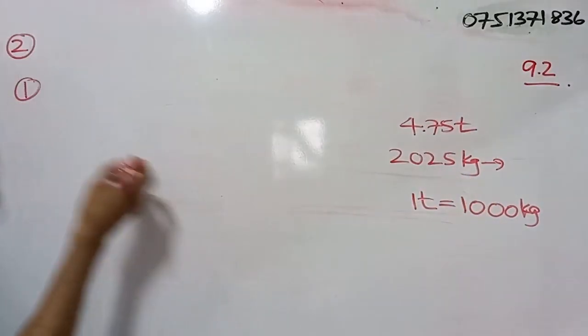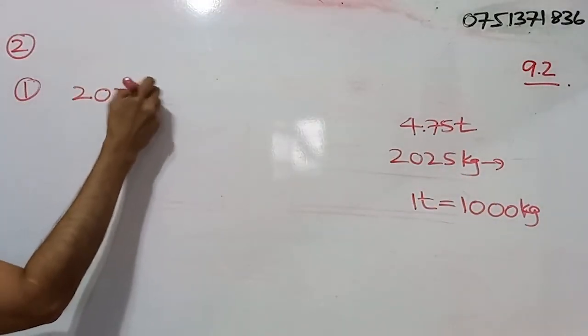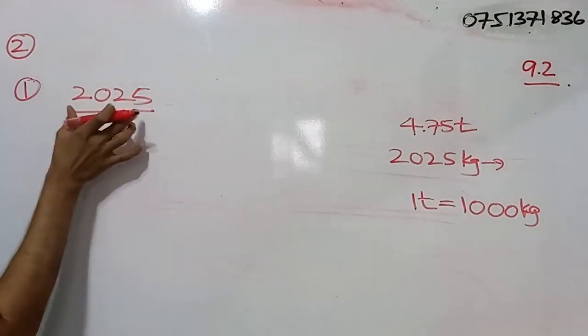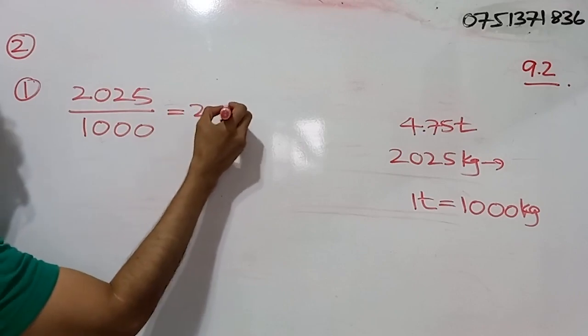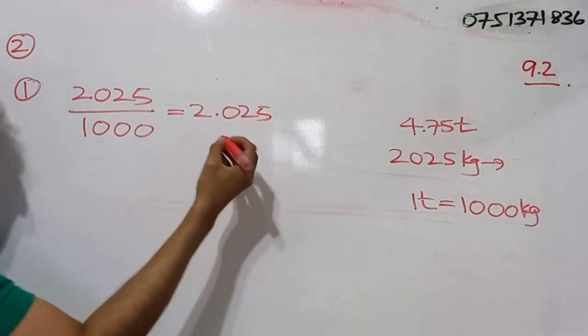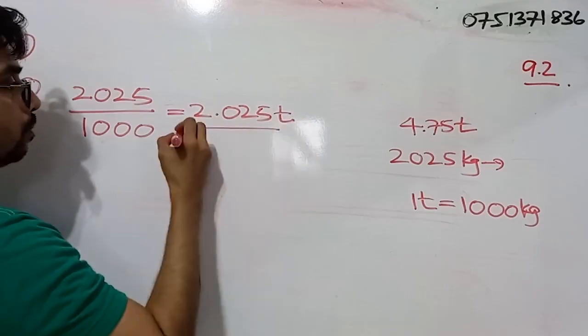So we need to convert that mass, which is in kilograms, to tons. What do we have to do? We have to divide 2025 by 1000. So this becomes 2.025 tons.